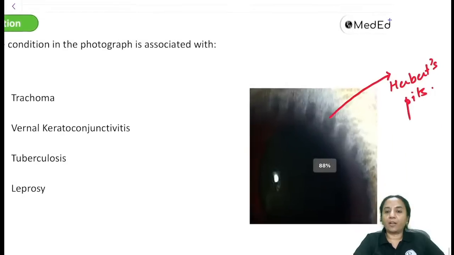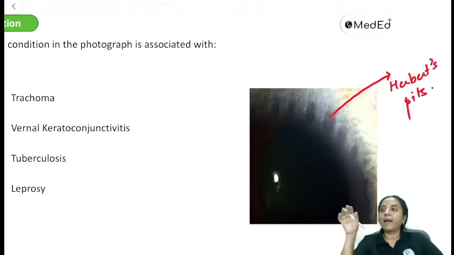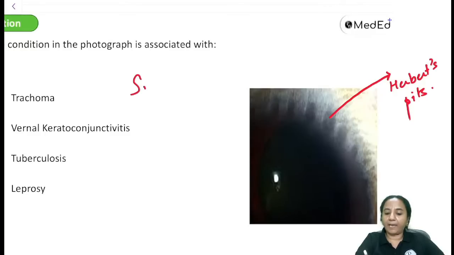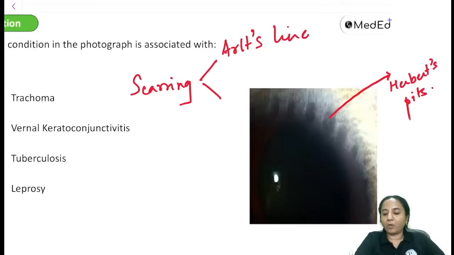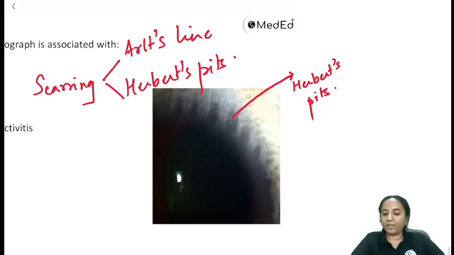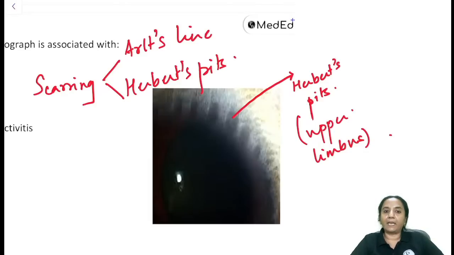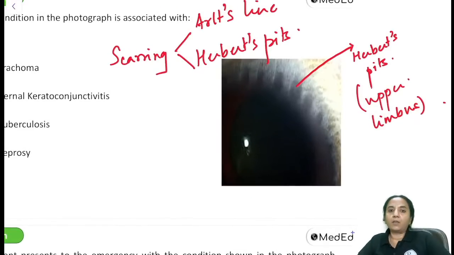In trachoma, it is remembered as FISTO: F for follicles, I for inflammation, S for scarring. Now the features of scarring in trachoma are two. We have Arlt's line, which is seen on the upper tarsal conjunctiva, and the other one is Herbert's pits, which are depressions seen on the upper limbus. So Arlt's line and Herbert's pits.